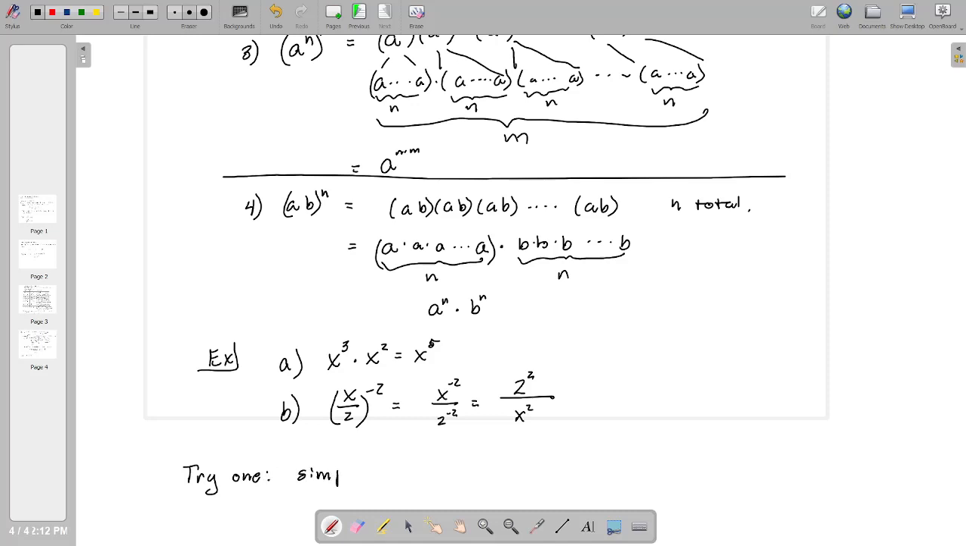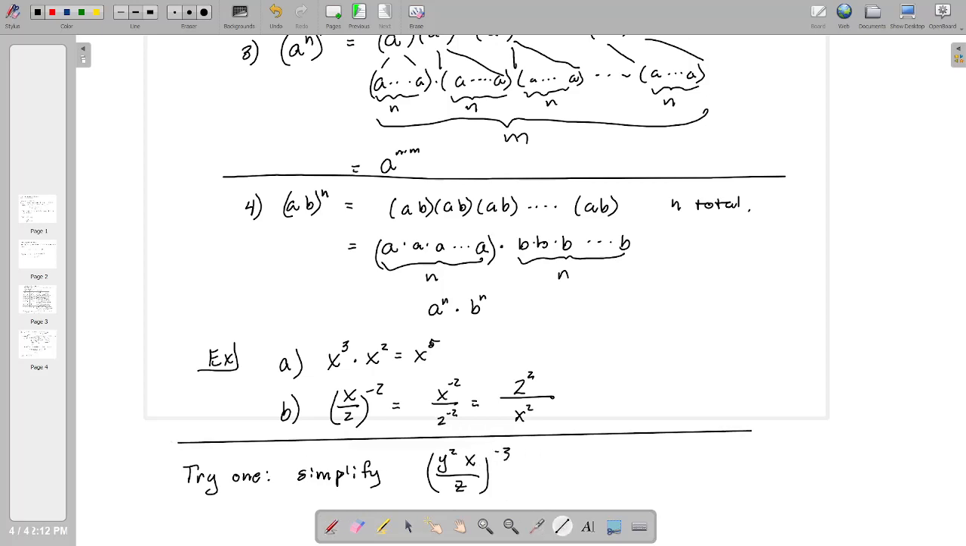Simplify. Y squared x over z to the negative 3. Okay, so when I say simplify here, what I'm referring to is simply get rid of your negative exponents. Make sure that you have a single fraction, not a compound fraction. You have a single fraction and no negative exponents.